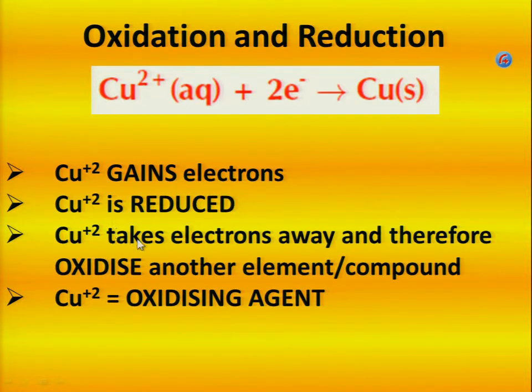Copper plus 2 takes electrons away from some other compound in this process. And therefore, the copper plus 2 is oxidizing another element or compound, and therefore the copper plus 2 is also an oxidizing agent. This is very important. Copper plus 2 gains 2 electrons and is therefore reduced, but it is also oxidizing something else.